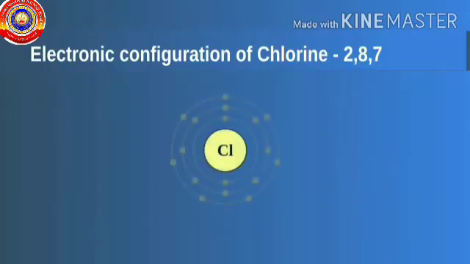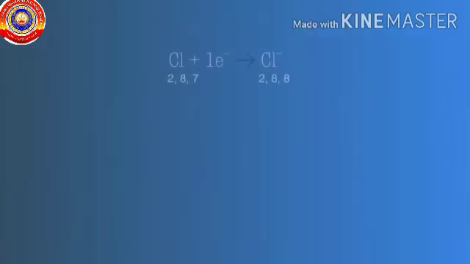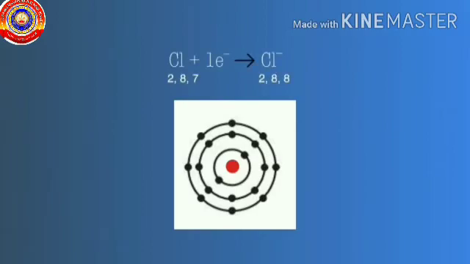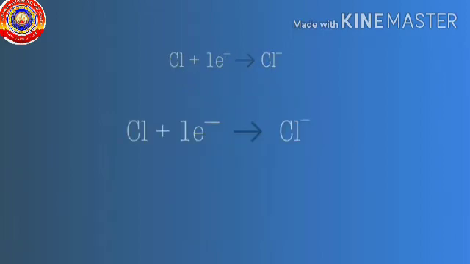The electronic configuration of chlorine is 2, 8, 7. How many electrons are accepted by each chlorine atom? And what will be the charge acquired by each atom? You know, chlorine gains 1 electron and acquires a negative charge to form the chloride ion. The equation for this reaction can be written as Cl plus 1 electron gives Cl minus. The configuration of chlorine changes into 2, 8, 8 when it acquires a negative charge.